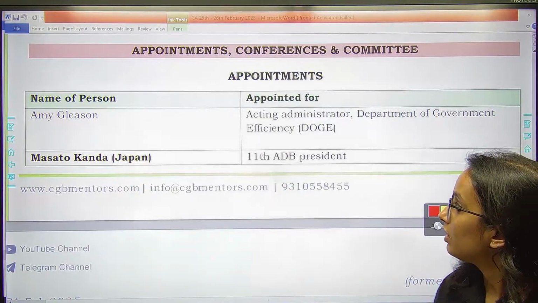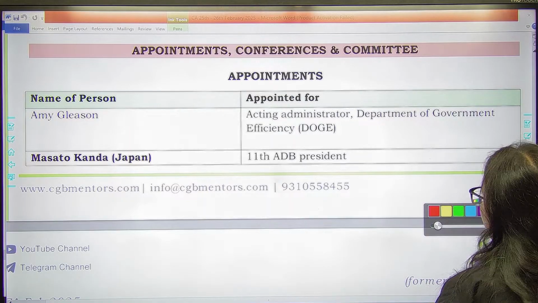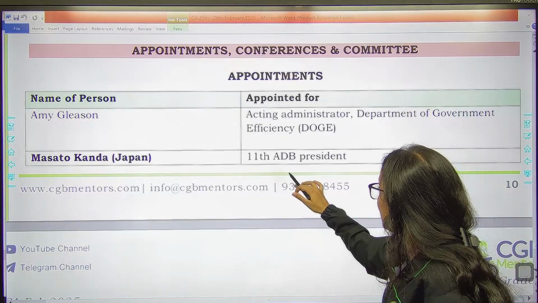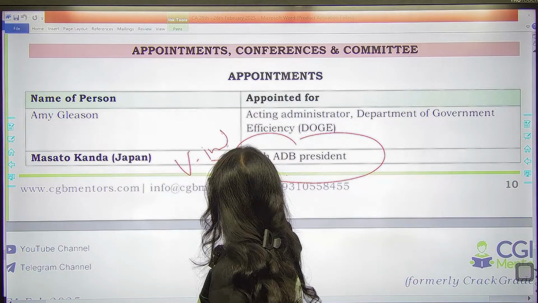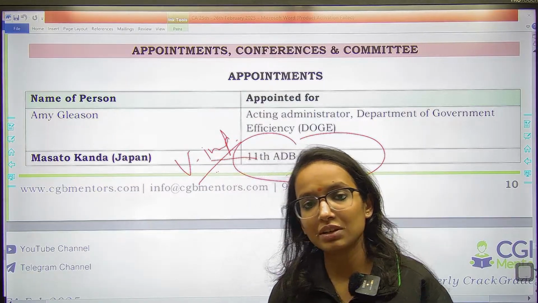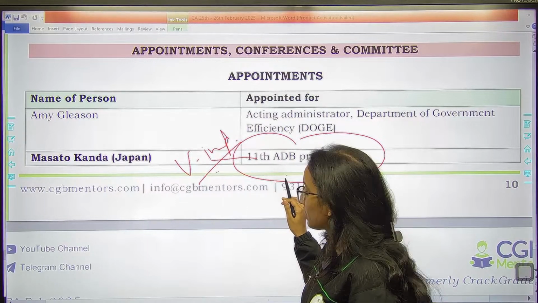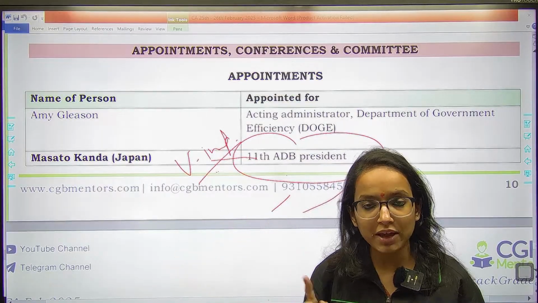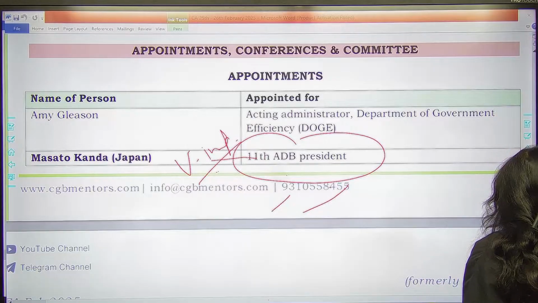Then you have appointments. Emmy Gleason appointed as acting administrator, Department of Government Efficiency. Then Masato Kanda from Japan, 11th ADB president. This is very, very important appointment. Remember, Asian Development Bank is quite significant. It has been asked recently in the examinations. So Asian Development Bank के new 11th Asian Development Bank president is there, Masato Kanda from Japan, remember. And also remember which number of president, 11th number of president.